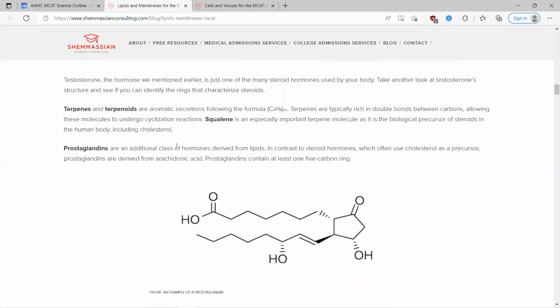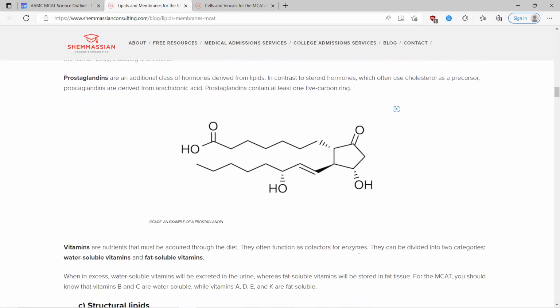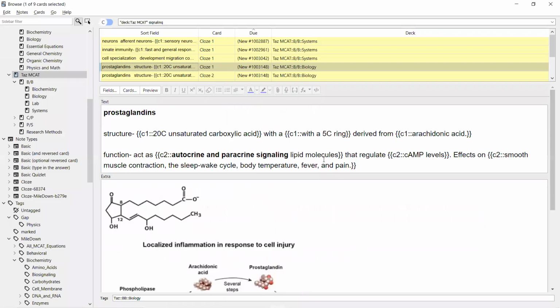So prostaglandins are a class of lipid hormone. Unlike steroid hormones, which are based on cholesterol, prostaglandins are based on arachidonic acid, right? And that just means that they look like this, and they have a 5-carbon ring. And what do prostaglandins do? They basically act as signaling molecules.